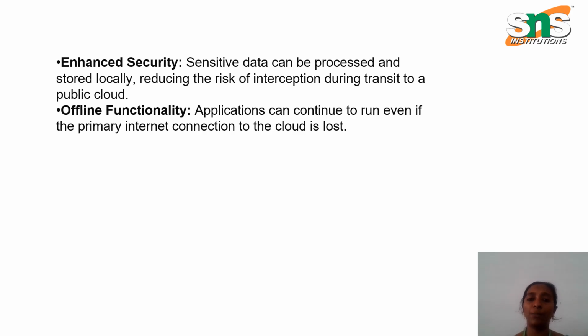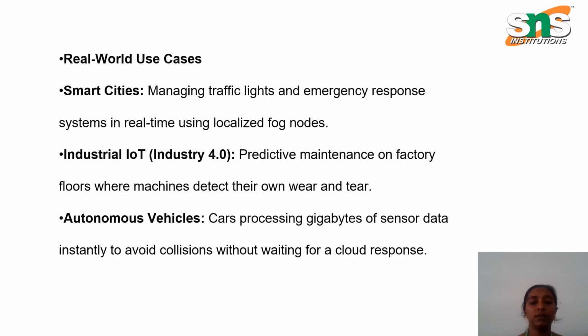Offline functionality: applications can continue to run even if the primary internet connection to the cloud is lost. Even when the network is lost, the application continues, and our service will still be provided to the client or to the machines in parallel. Otherwise, the machines would stop.